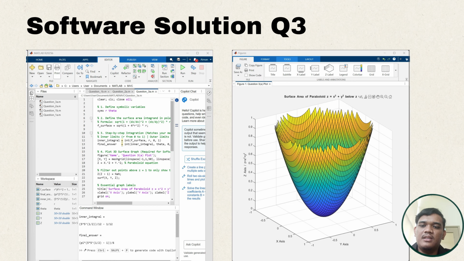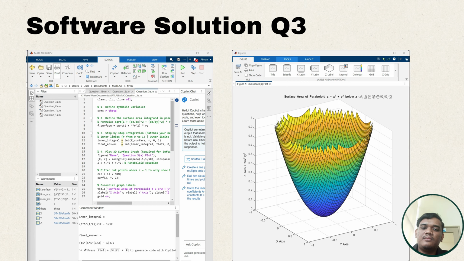My next slide is question 3, software solution. You can see the final answer we get is 5 times 5 to the power of 1 divided by 2, minus 1, divided by 6. The manual and the software calculations are the same, but in a different format. You just expand 5 to the power of 1 divided by 2 to 5 thirds. So it is the same, just in a different format.